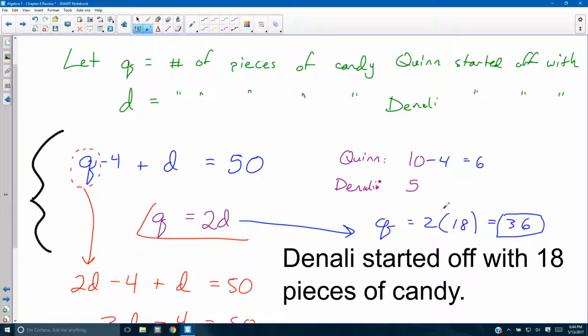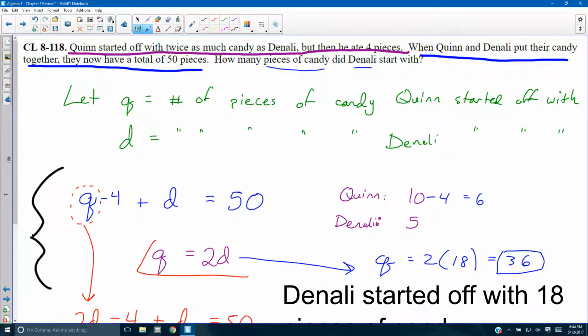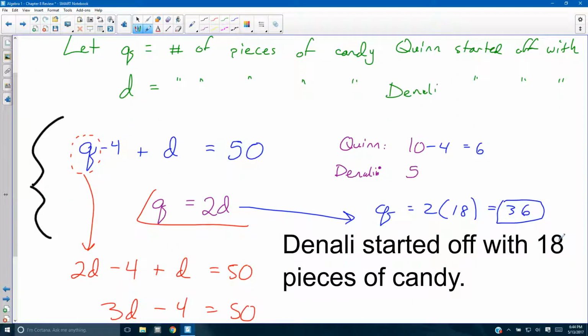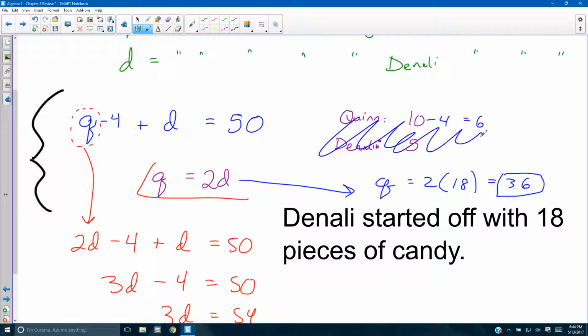So let's see if that lines everything up. Quinn starts off with twice as much candy as Denali. Denali has 18, Quinn has 36, that's twice as much. Check. But then he ate 4 pieces. And I'm assuming they're talking about Quinn. I think Denali's a female. Then Quinn ate 4 pieces of his own candy. He had 36. After he eats 4, how much does he have? 32.